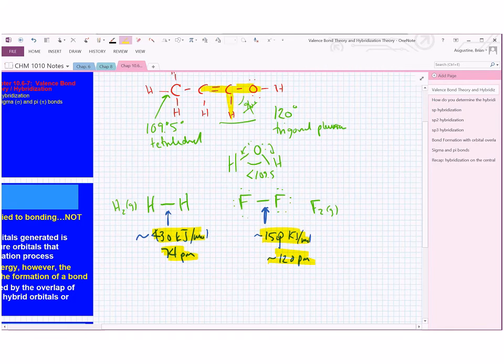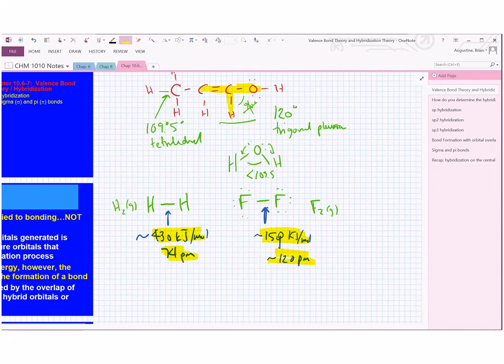Okay? So, I want a model that's better. I want a model that's going to predict why this is happening. Why is a hydrogen-hydrogen bond 3 times stronger than a fluorine-fluorine bond? That's where valence bond theory comes in. It was introduced in the 1930s to try to explain some of these discrepancies that people were starting to measure.